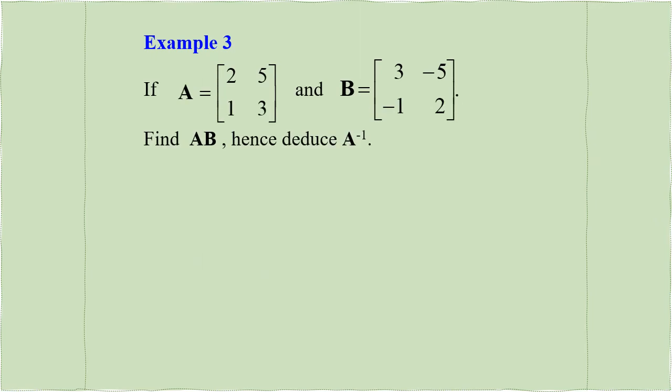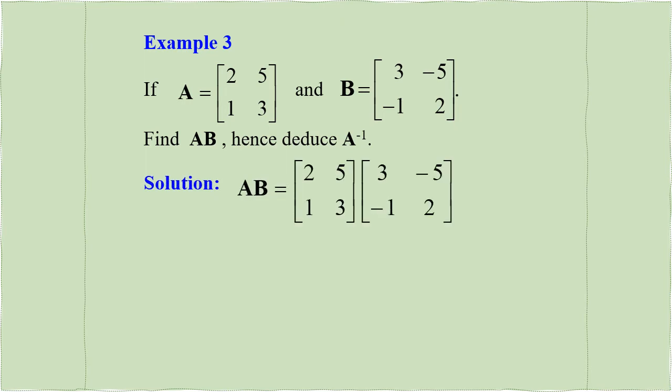So let's do an example. So this is example 3. If A is this matrix 2, 5, 1, 3 and B equal to 3, negative 5, negative 1, 2, find AB. Now we want to find the multiplication between A and B. Both are 2 by 2 matrices, so they can be multiplied. The final answer should be 2 by 2 also.